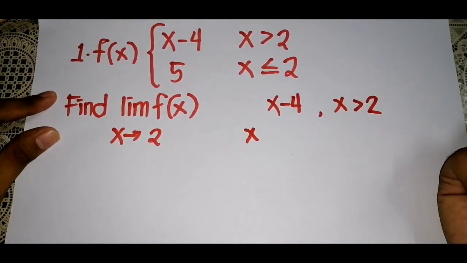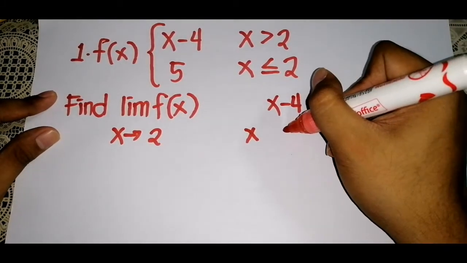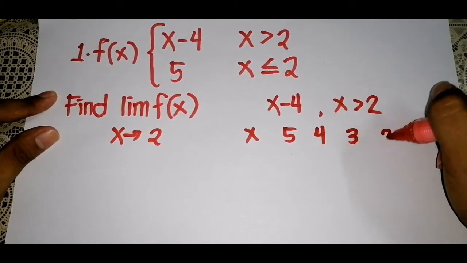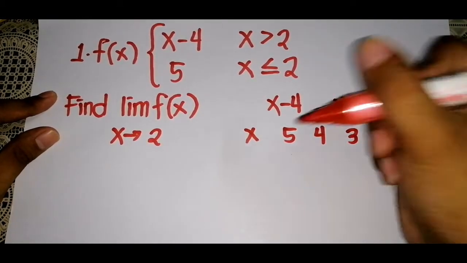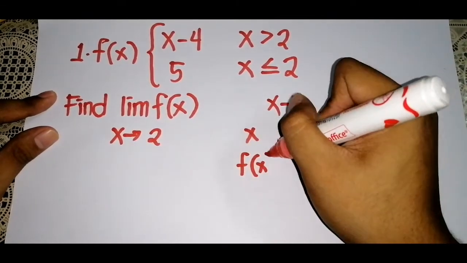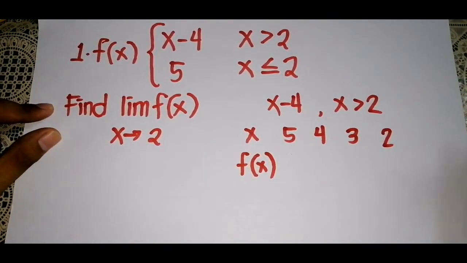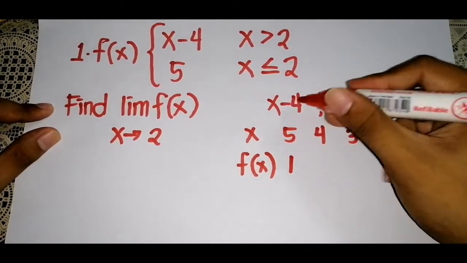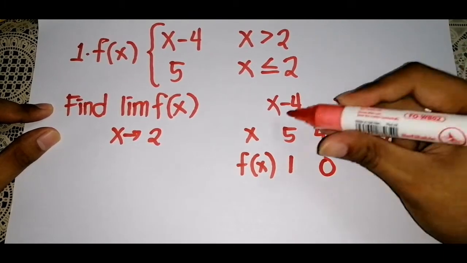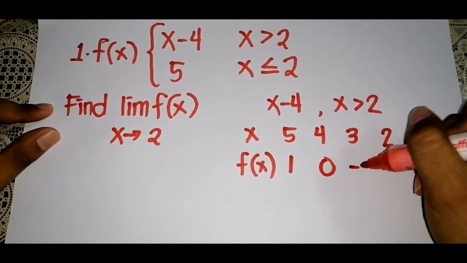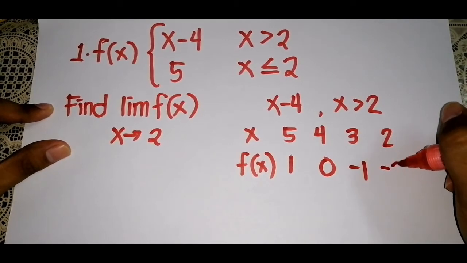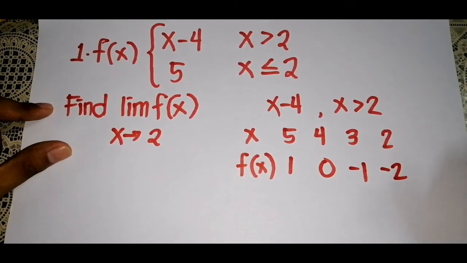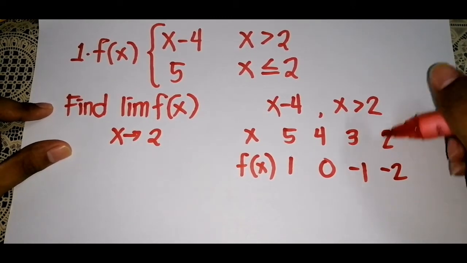Unahin muna natin yung x minus 4 when x is greater than 2. So, what are the numbers greater than 2? We will use 5, 4, 3, and 2. Kasi approaching the value 2. So, when we substitute 5 to our function, 5 minus 4, 1. 4 minus 4, 0. 3 minus 4, negative 1. 2 minus 4, negative 2. So, the limit of this function as x approaches 2 is negative 2.